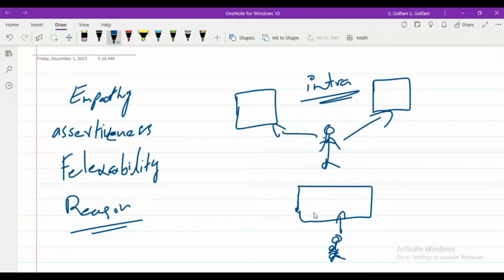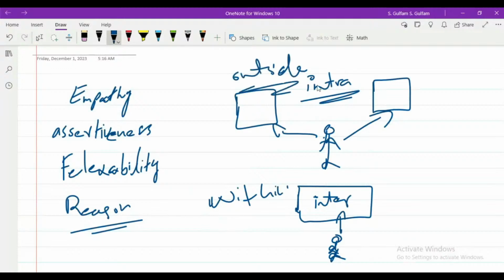This is inter. If I give you the technical concept, inter means communication within one side, within a building. Intra means communication between multiple sides, communication outside. You understand?